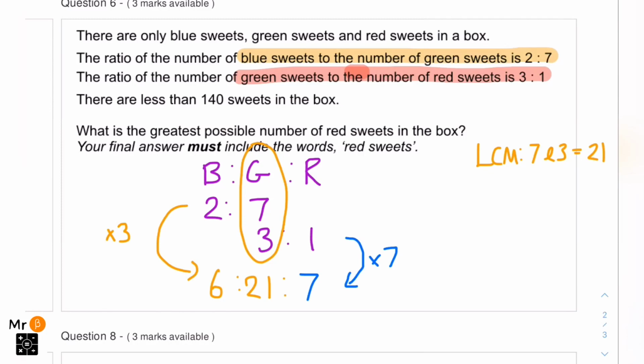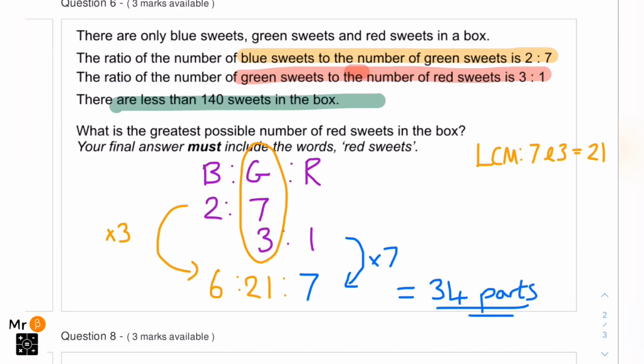It tells you that there are less than 140 sweets in the box. We know that those sweets have got to be whole numbers. You can't have any halves or quarters or decimals. So if we now work out how many parts we'll have in this ratio, or boxes, if we add together 6 plus 21 plus 7, we have 34 separate parts.